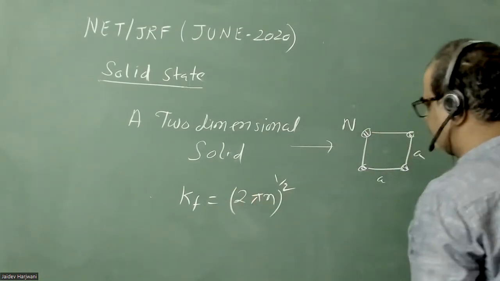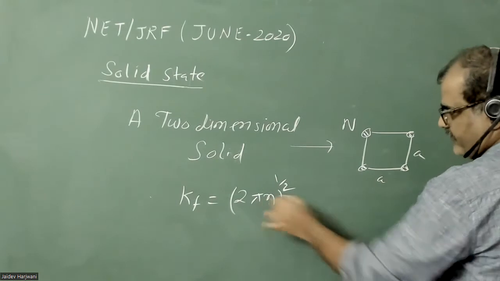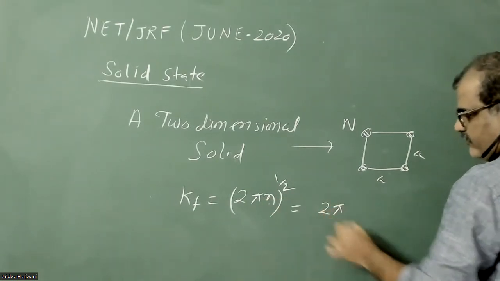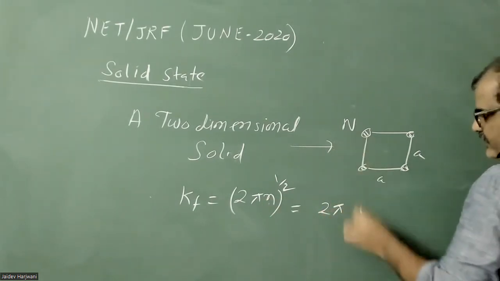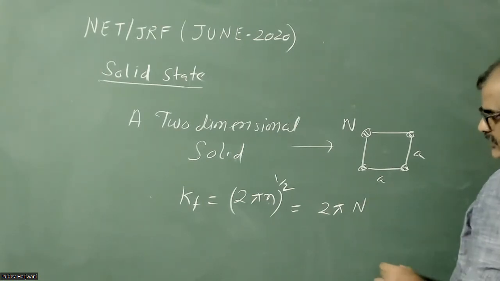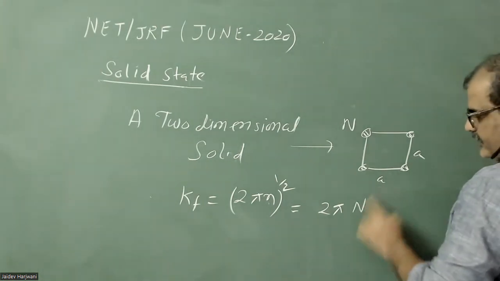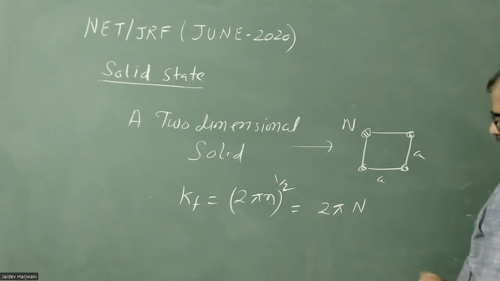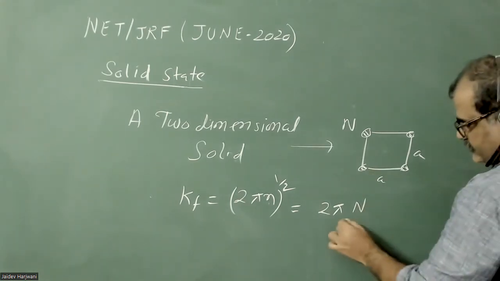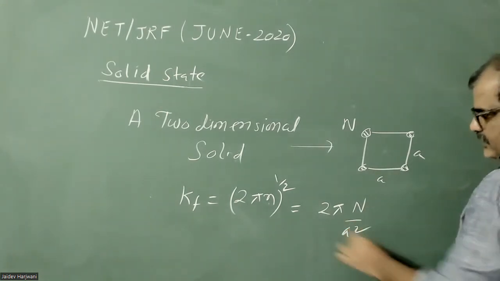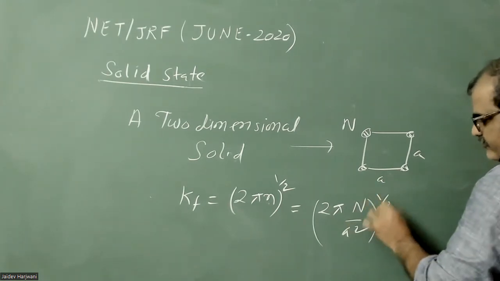If I put the value of this, n is the number of electrons contained by this unit cell, and this area will be a square, a squared. This is my radius of the Fermi sphere.